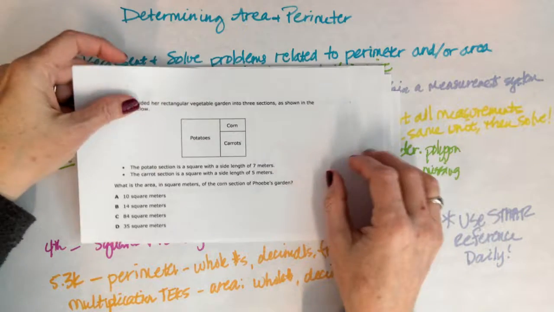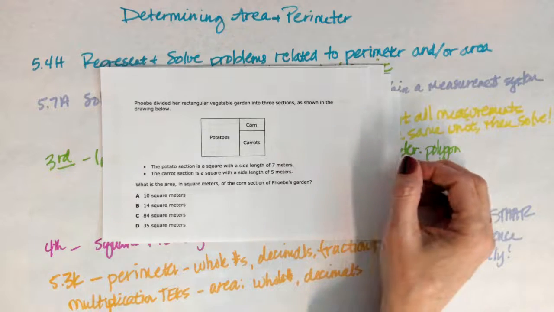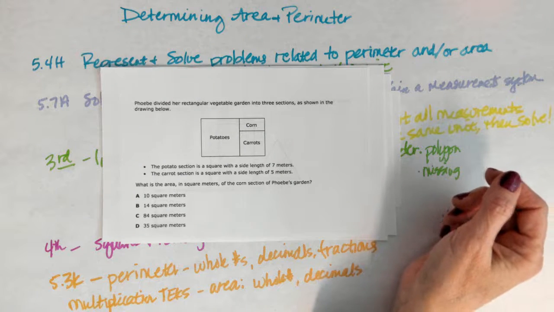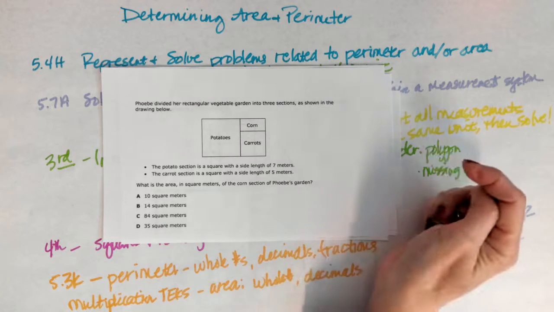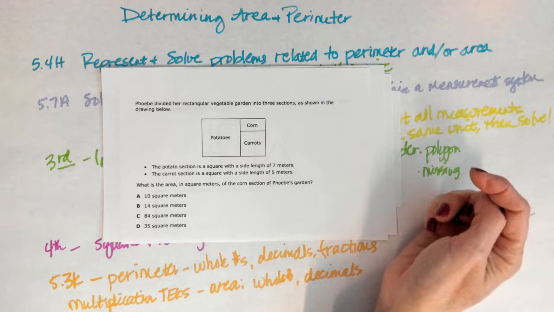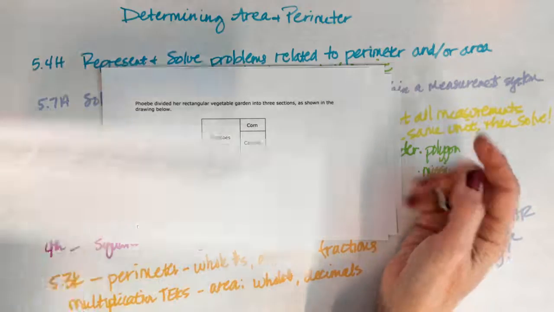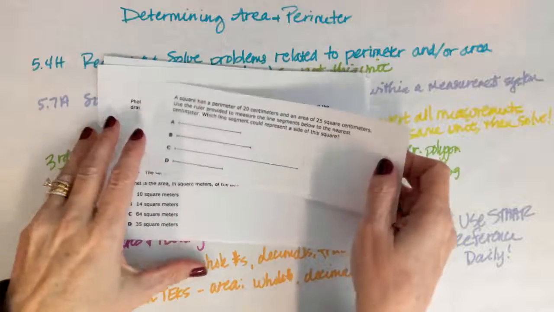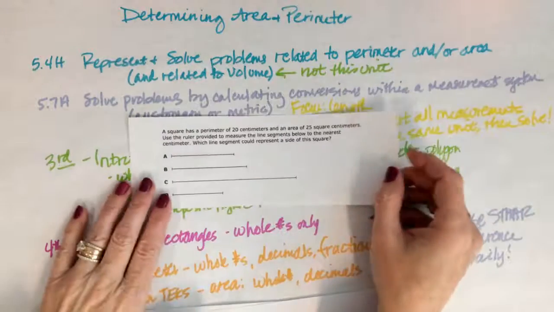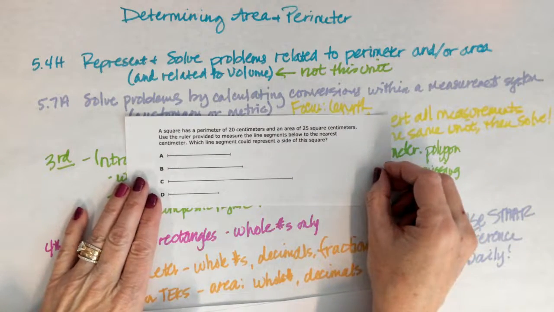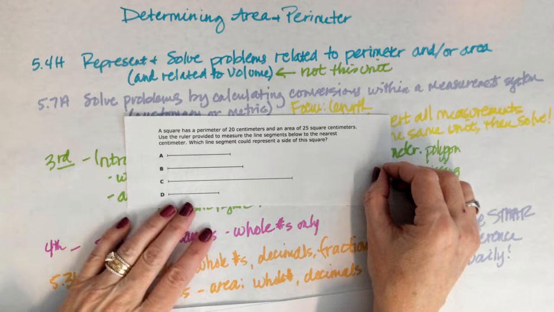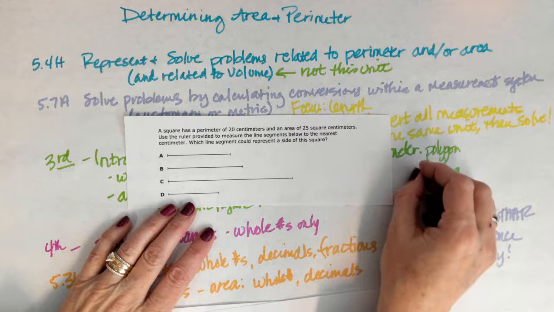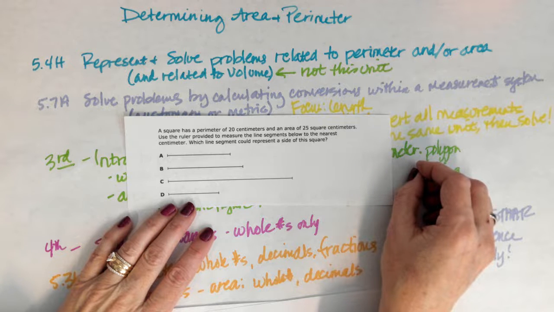We have another one that we're given a composite figure where we have to take the information that we know and find the missing side lengths to find its area. And then last, I'm going to move that because it's a little hard to read like that. We're given a square has a perimeter of 20 centimeters and an area of 25 centimeters, and then students use the ruler to find which one of these lines could be one of the sides of the square.